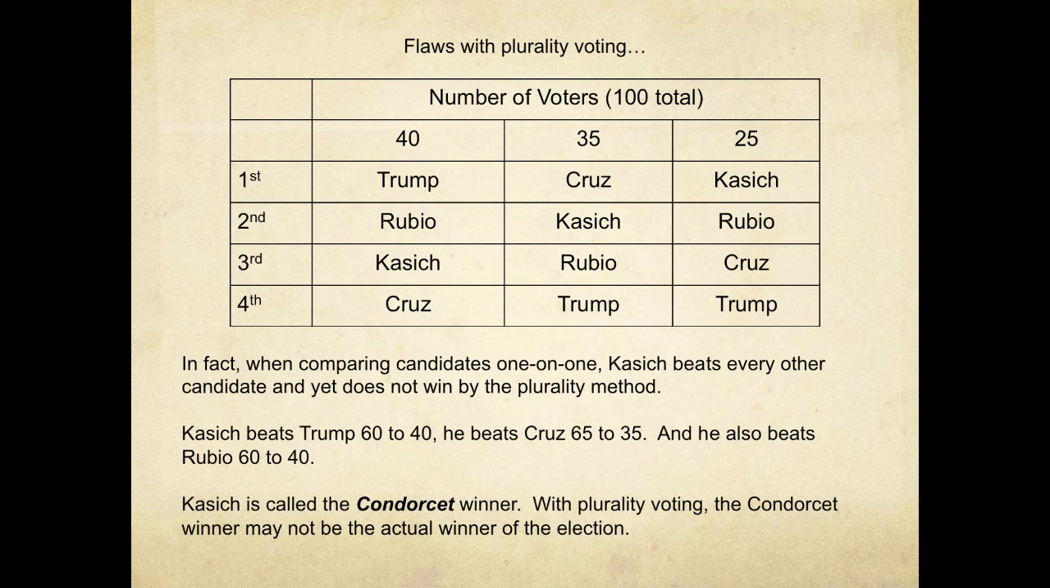If you go through this group, how would they vote if you had only two candidates? Kasich picks up a majority when he is compared one-on-one with all of the other candidates. This is what makes Kasich called the Condorcet winner, or a Condorcet candidate. He's not the actual winner if we use plurality, but he's the Condorcet winner.